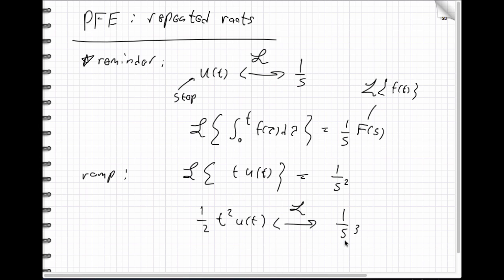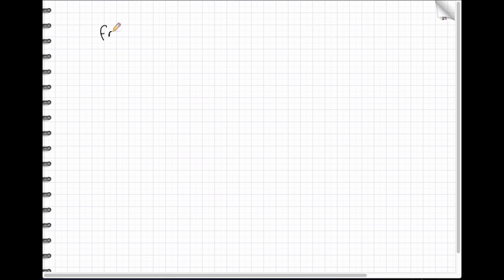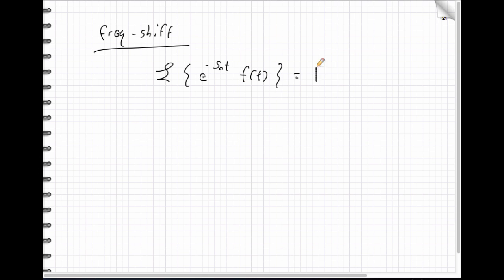Now I also want to remind you of the frequency shift. Don't forget, this is just review because we've already seen these. The Laplace transform of e to the minus s naught t times some function f of t is just equal to F of s plus s naught, where you replace s with s plus s naught.